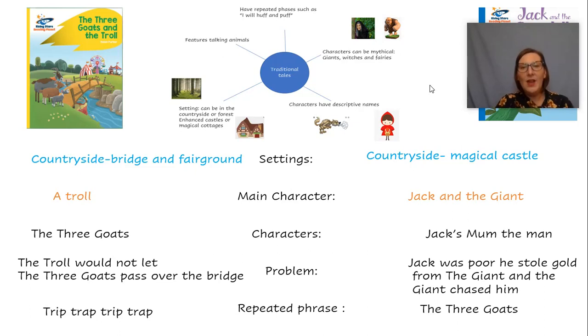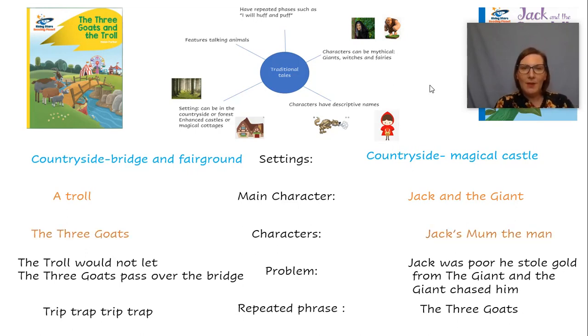Now, the other characters that they had in the story, we had the Three Goats and we had Jack's mum and the man. They're very different, aren't they? We didn't have a mum in this story. We didn't actually have a human in this story, did we? It was just three goats and a troll. A troll is a mythical character. And they were not the same.